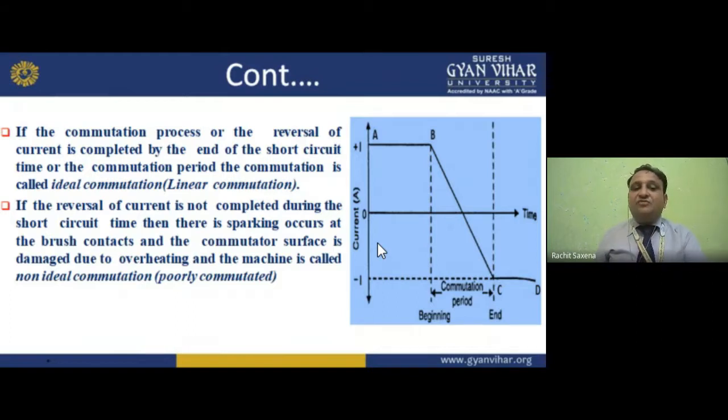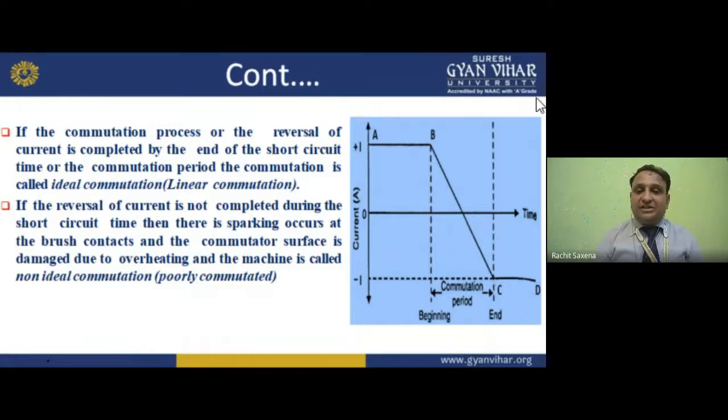And if the reversal of current is not completed during the short circuit time, then there is sparking at the brush contact, and the commutator surface is damaged due to overheating. And the machine is called non-ideal commutation, poorly commutated, versus ideal commutated.